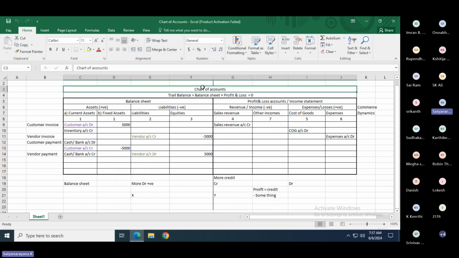So the chart of accounts will be classified into two parts, balance sheet and profit and loss account. This side positive will move to this side negative. This side negative will be moved to this side positive. Okay, these things I will discuss with you tomorrow in detail. This trial balance you will understand clearly in the coming sessions.